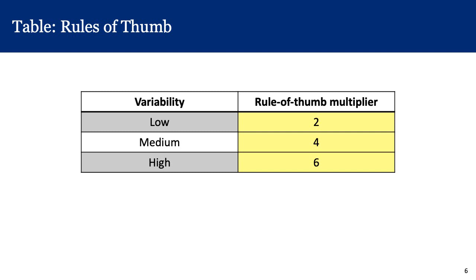Now, how do we calculate? The rule of thumb multiplier is, as I just said, for a low variability workplace or work scenario or SEG, you multiply the geometric mean by 2. For a medium variability scenario or SEG, you multiply the geometric mean by 4. And for a high variability SEG, you multiply the geometric mean by 6.